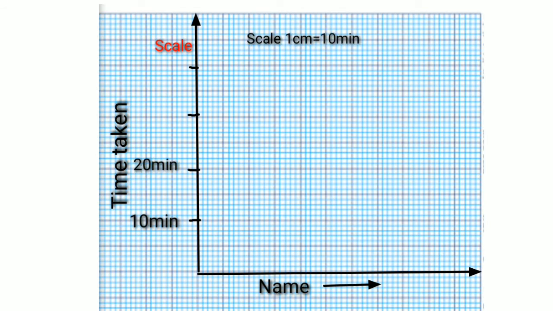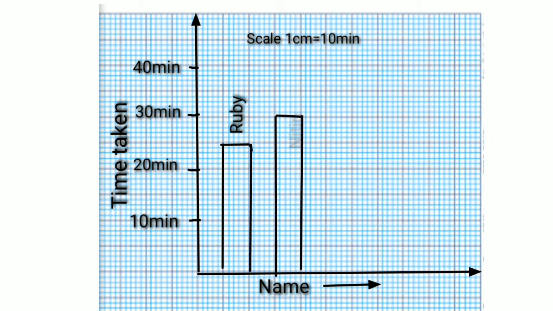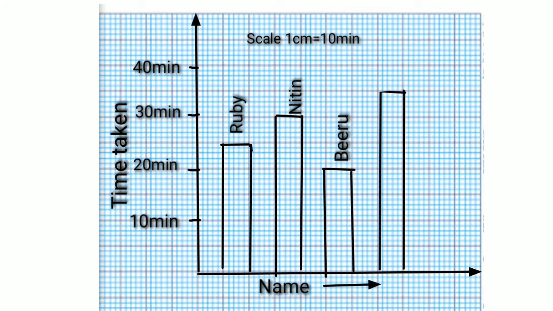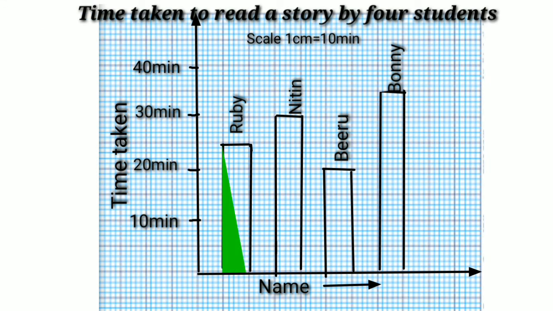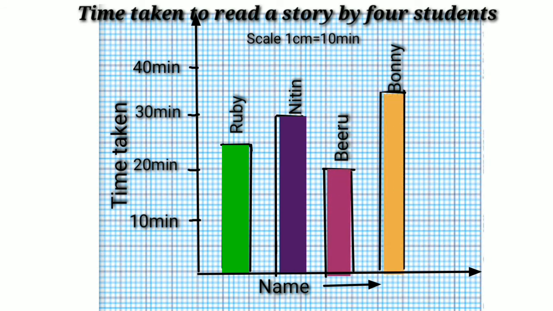Let's start. Draw the two axes, label them. Time taken on vertical axis and horizontal axis shows the names. Then mark the scales. Decide your scale as 1 centimeter equals to 10 minutes and accordingly you write on vertical axis. Next, draw the bars according to the given data. Ruby takes 25 minutes, Nitin 30 minutes, Biru takes 20 minutes to complete the story, Boni takes 35 minutes to complete the same story. Then give a title, time taken to read a story by 4 students. Children, you can make it more attractive by filling the colors.